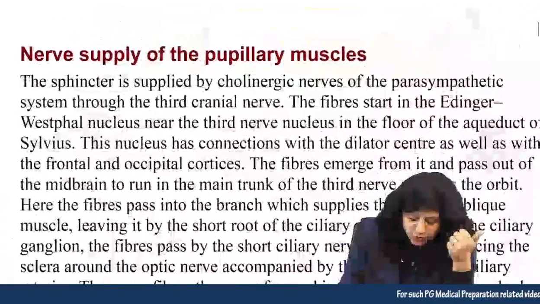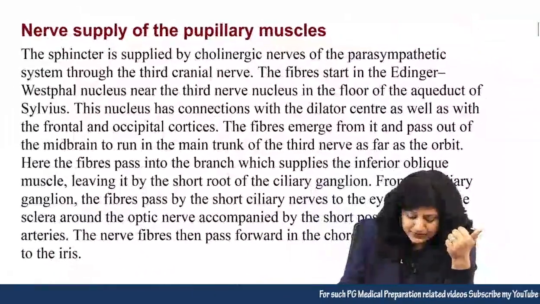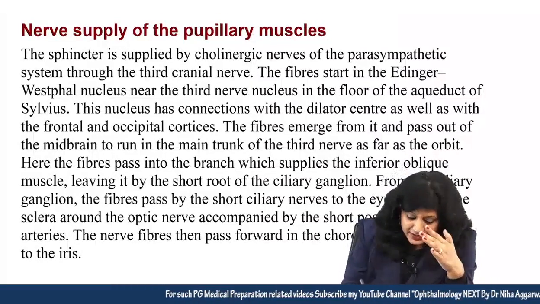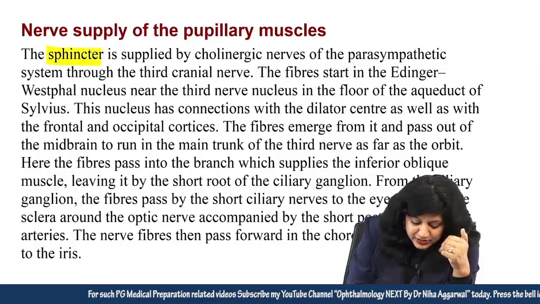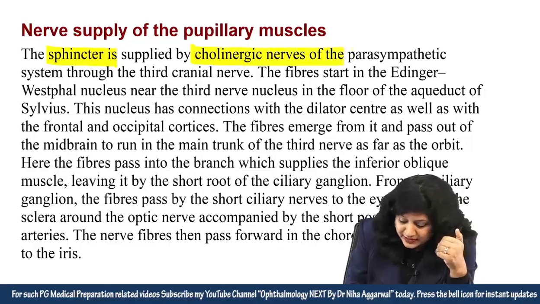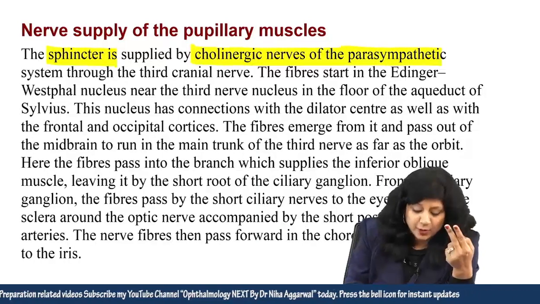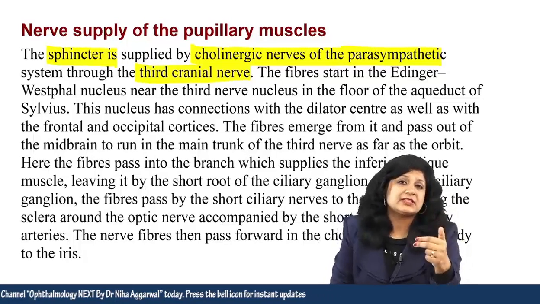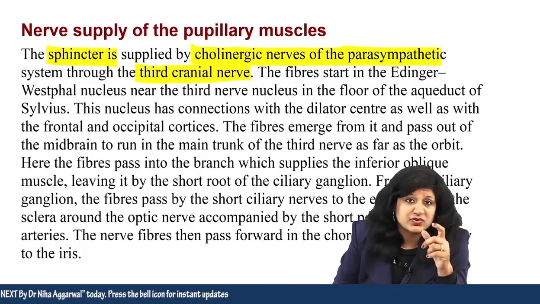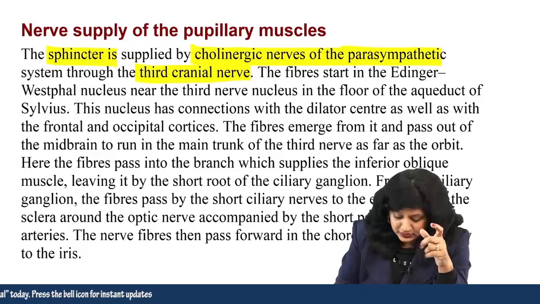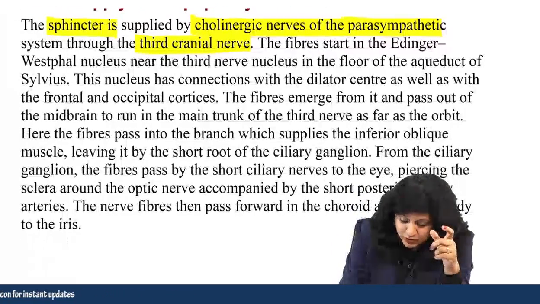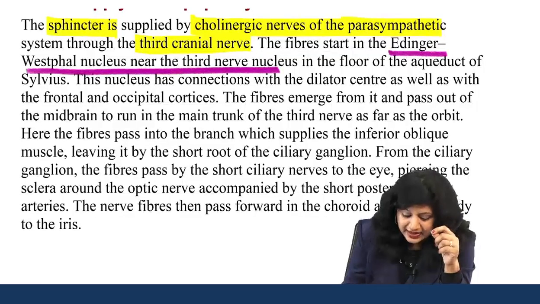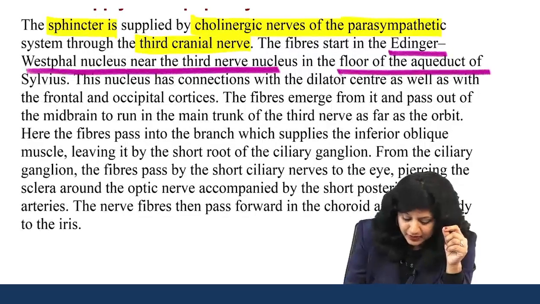Now if you go to the nerve supply of the pupillary muscles, what are the muscles that we have and what is their nerve supply? The sphincter is supplied by the cholinergic nerves of the parasympathetic system, operating through the third cranial nerve. That is why when the parasympathetic system operates, we have constriction of the pupil. The fibers start in the Edinger-Westphal nucleus near the third nerve, lying in the floor of the aqueduct of Sylvius.